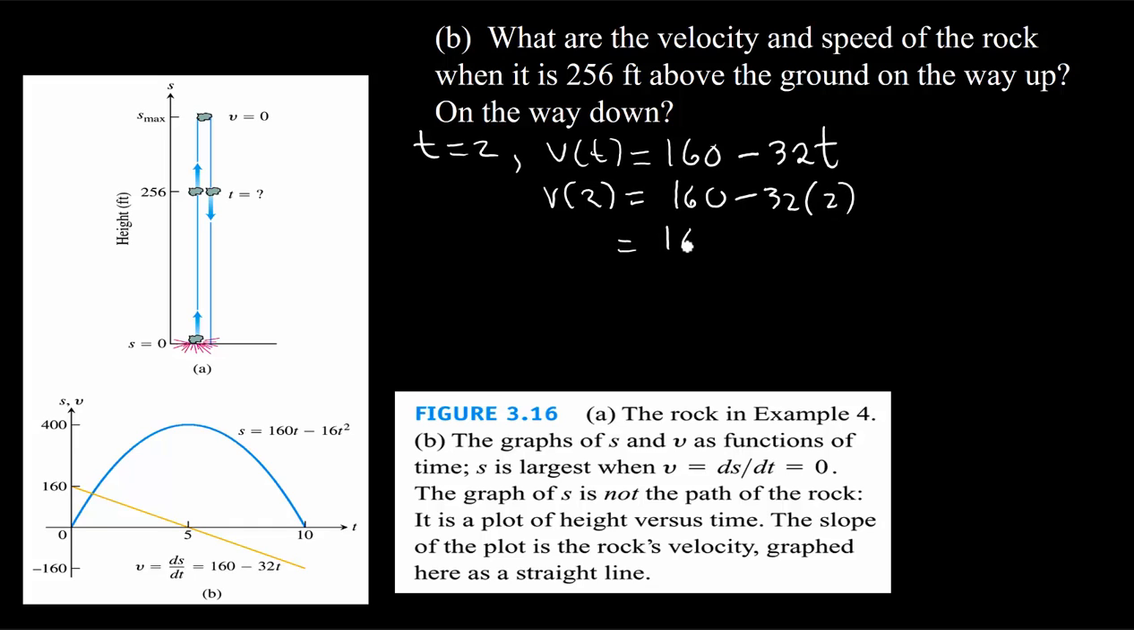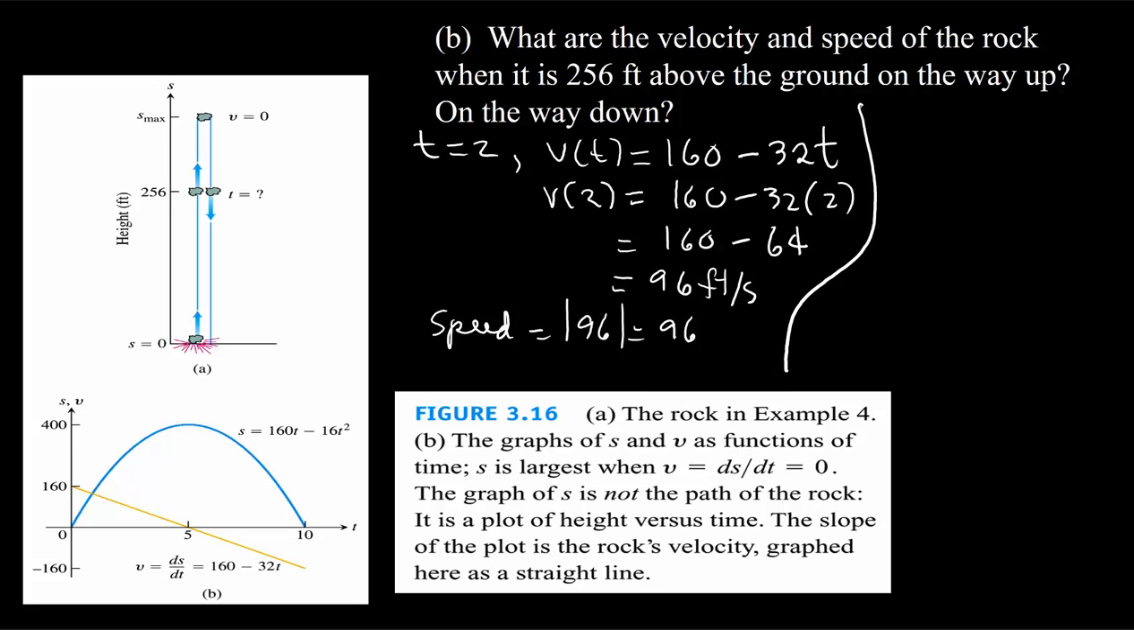That's 160 minus 64. And what do we have? That's 96, right? Okay, so 96. Now, what is the unit of measure? Because it says velocity, it's a rate of change, the first derivative of s of t, so that's going to be feet per second. So that is the velocity at the instant t equal to 2. Now, what about the speed? Well, speed is just the absolute value of 96, which is the same as 96.